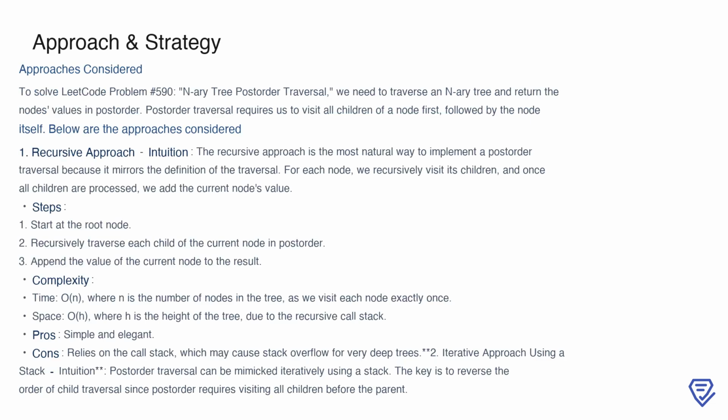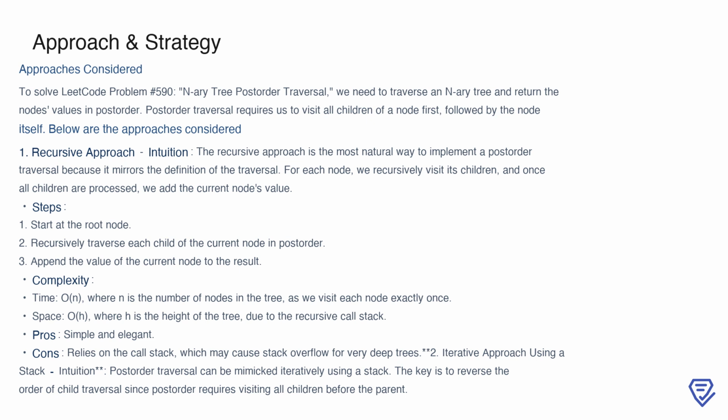To tackle problem number 590, N-ary tree postorder traversal, our goal is to visit the nodes of an N-ary tree in postorder, which means processing all the children of a node first, followed by the node itself. Let's start by considering the recursive approach. This method is particularly intuitive because it directly mirrors the definition of postorder traversal.